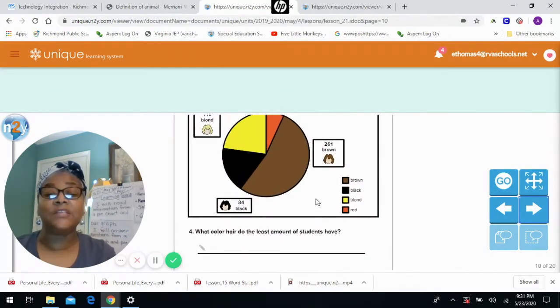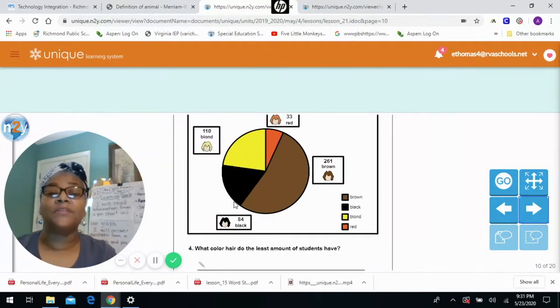Now, this is called a pie graph because it's shaped like a pie and we cut pieces like a pie. So this is called a pie graph, and it still shows which has more, which has less. All right, so let's continue. What color hair do the least amount of students have? The least, meaning the little bit. The least amount. Which one has the smallest piece? Least. It is red. Yes.